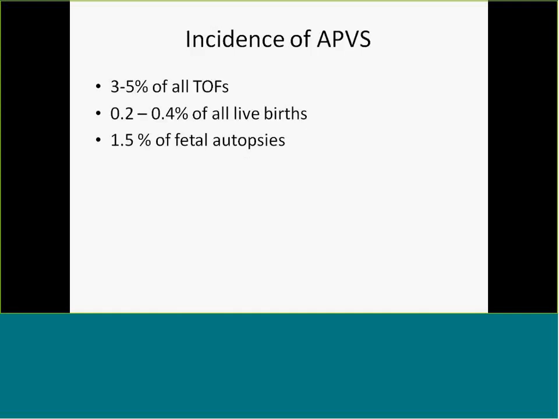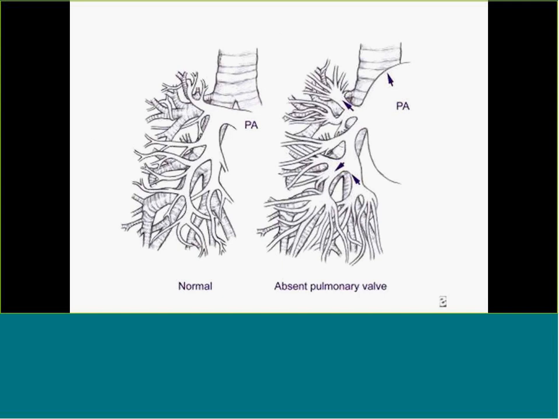Therefore, you see there's a marked difference in the incidence of absent pulmonary valve syndrome among live births. You see only about 0.3% of live births. When you study fetal autopsies, the incidence of absent pulmonary valve syndrome increases to about 1.5%, several times higher, indicating that we are not seeing all the fetuses who have absent pulmonary valve syndrome because of fetal mortality.